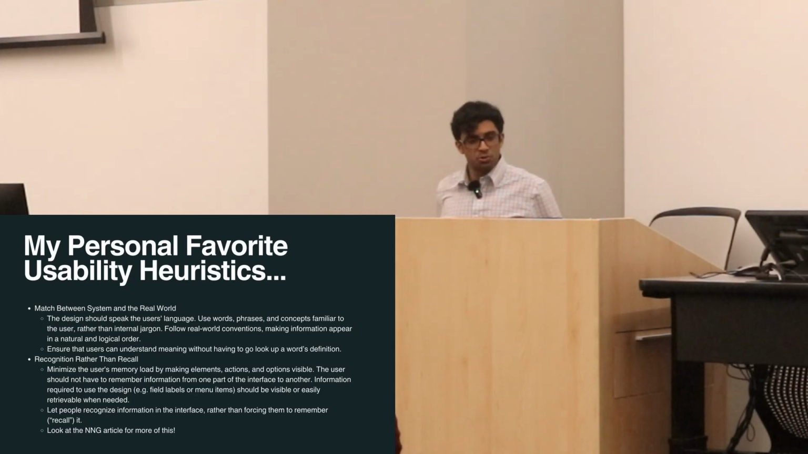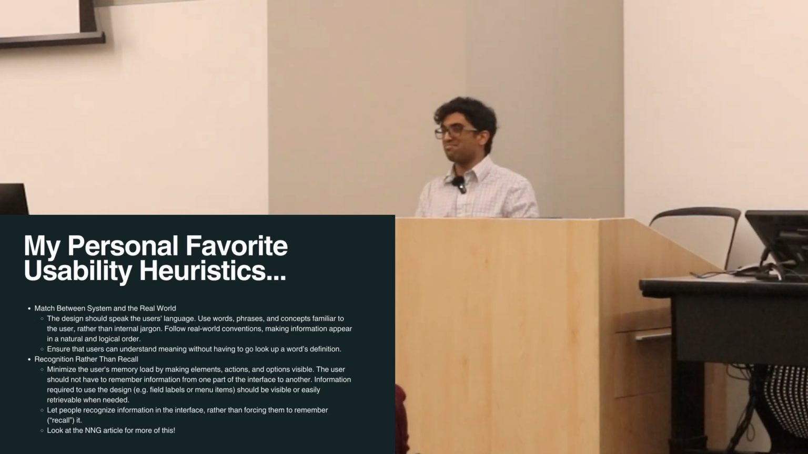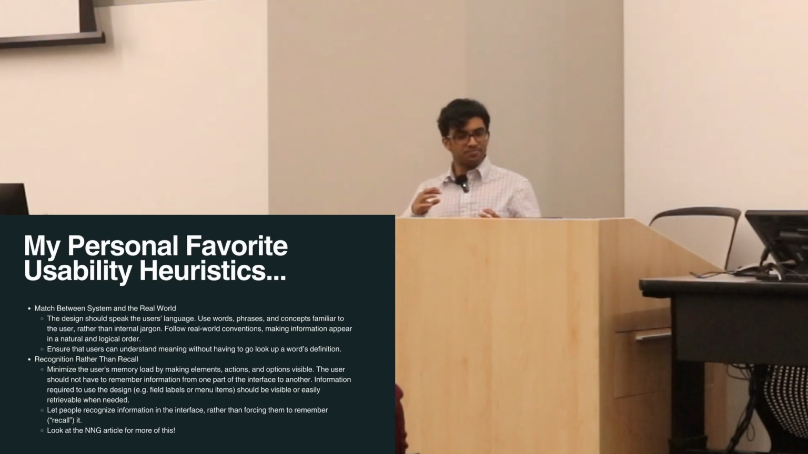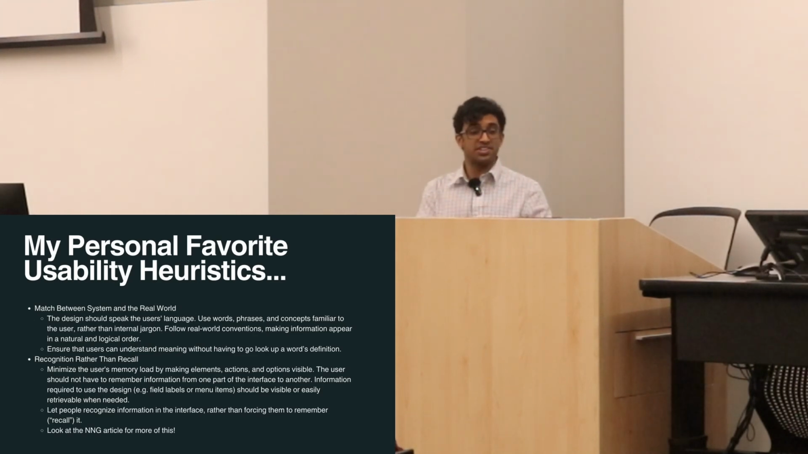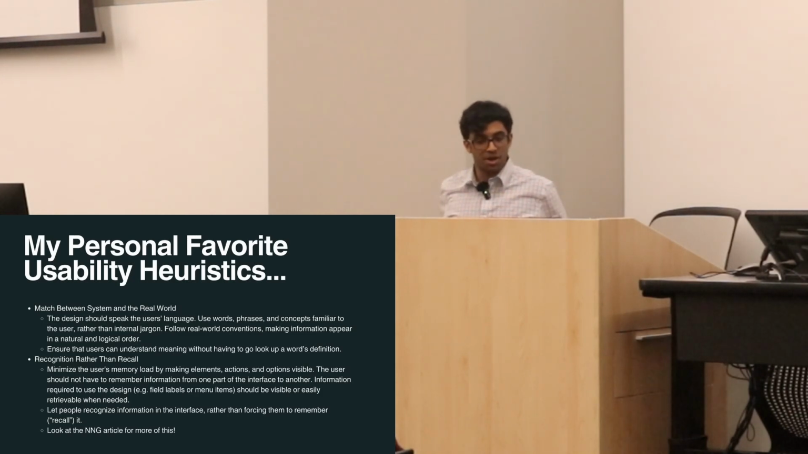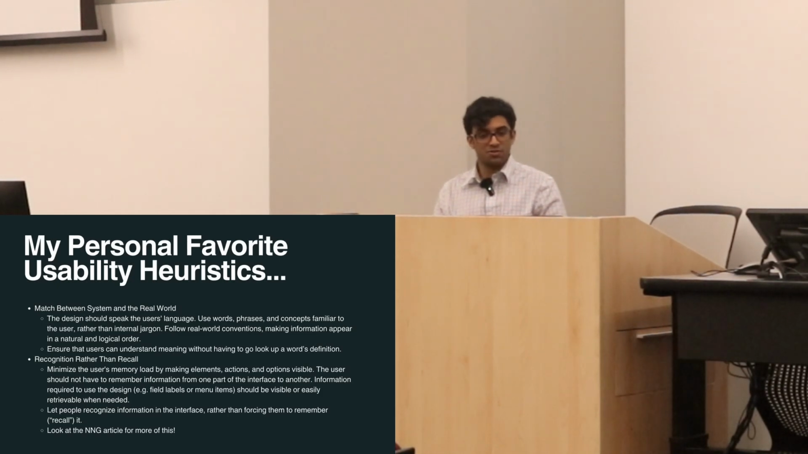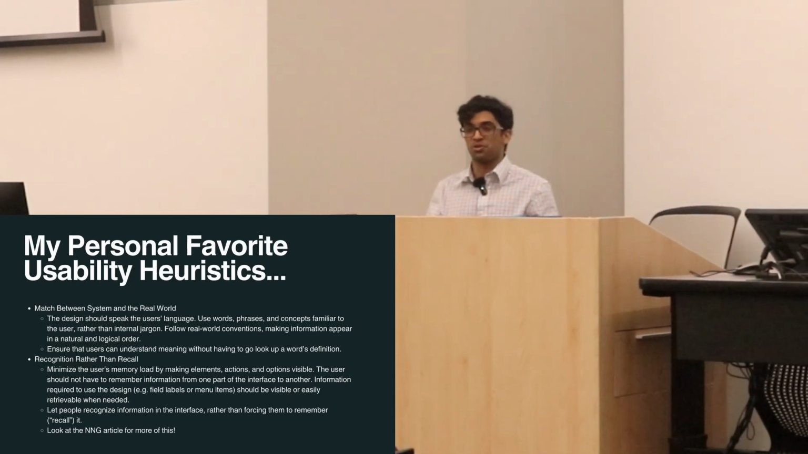Match between system and the real world means that your design should speak the same language, use words and phrases and concepts familiar to the user. And that goes with words, phrases, and even imagery and iconography and symbols and buttons. It should be relatable to someone who knows about things that relate to what your design is in the real world. And similarly with recognition rather than recall, minimize the user's memory load by making elements, actions, and options visible. The user should not have to remember information from one part of the interface to another.